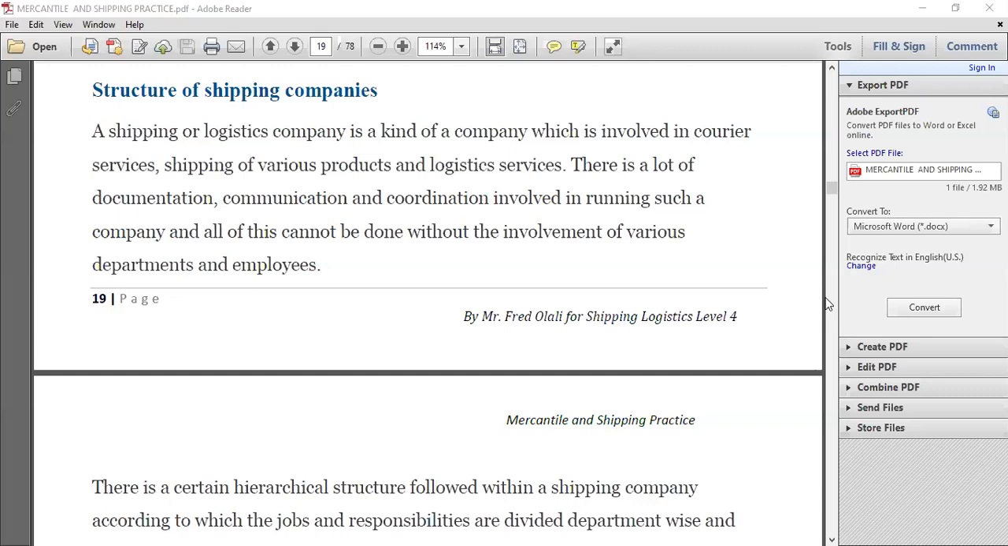So there are various. There are those executive members. We have the operation departments. We have the technical departments. We have the purchasing department. So these are some of the things which you want to look at.